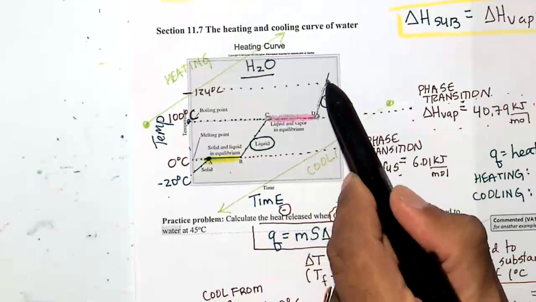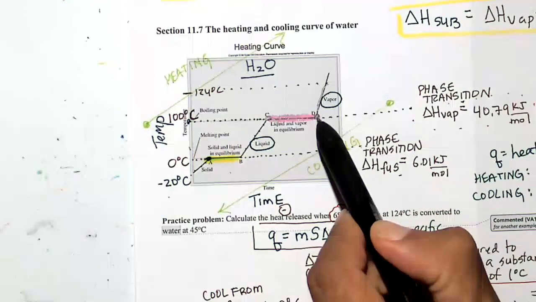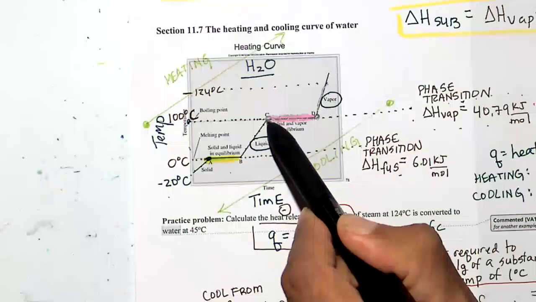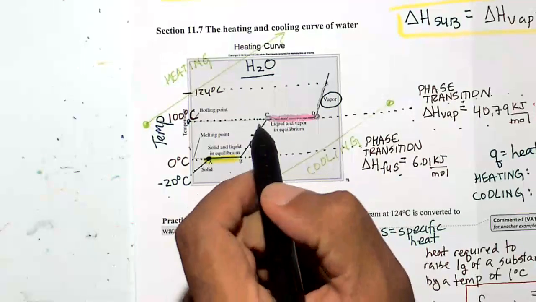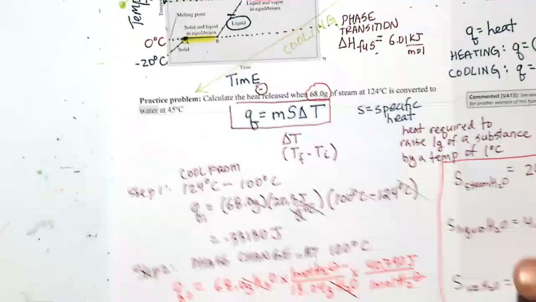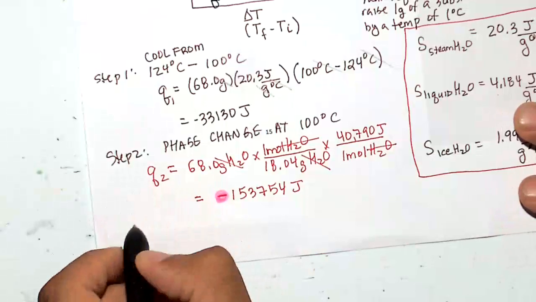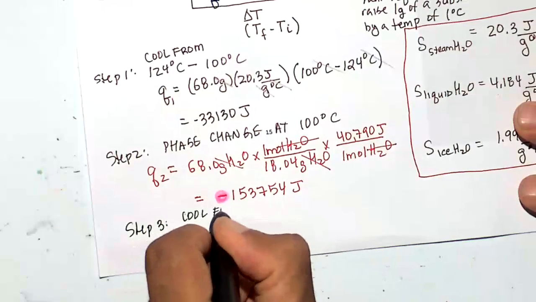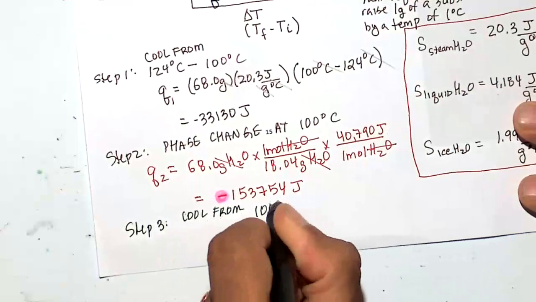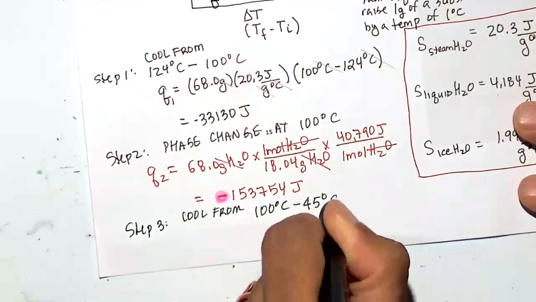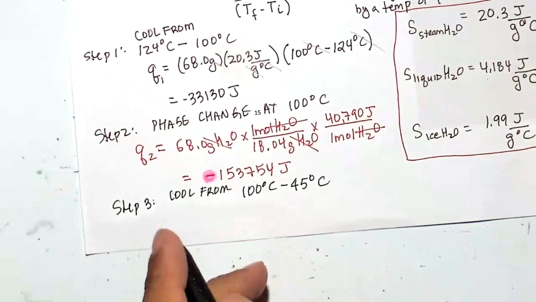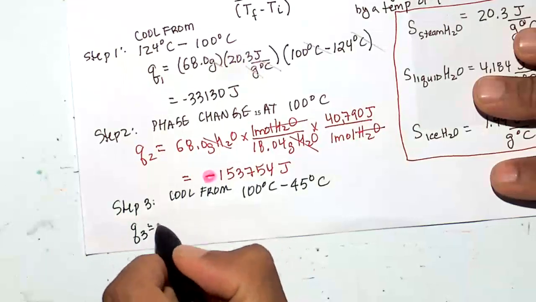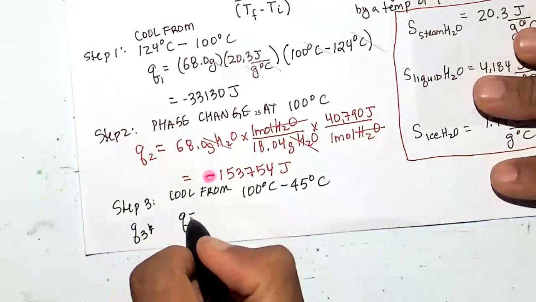Okay, so we overcome this. We started here at 124, 124 to 100. We've overcome the 100, and now we go all the way to 45. So step 3 is going from 100 to 45 degrees. So cool from 100 degrees C to 45 degrees C. So now this will be Q3, and Q equals m c delta T.